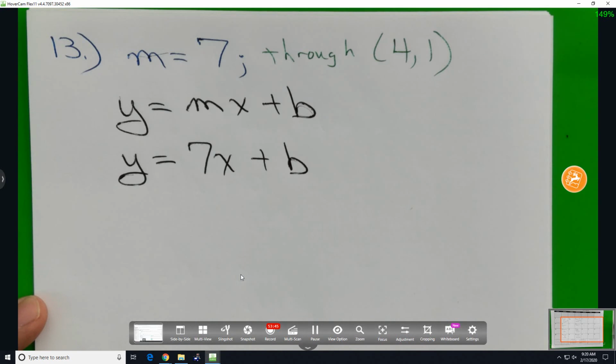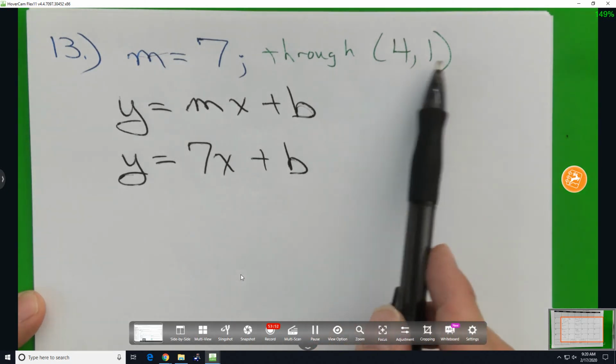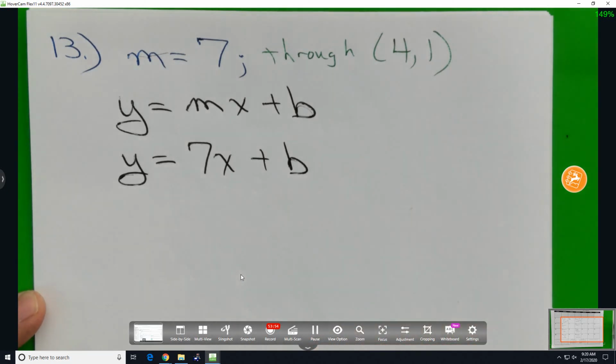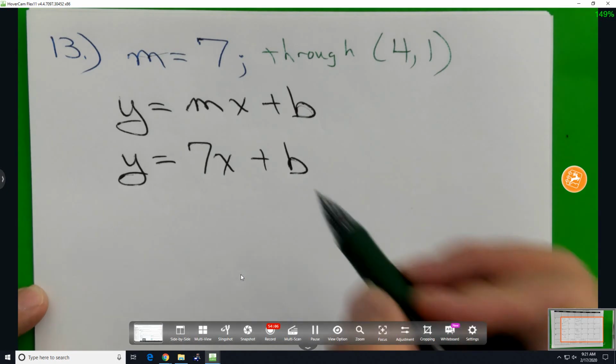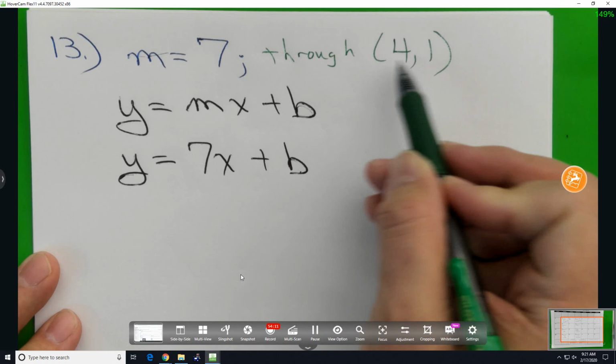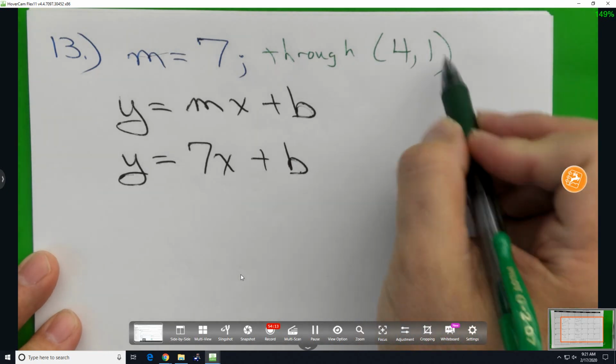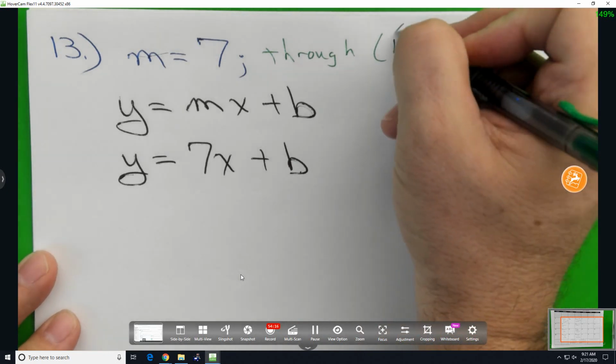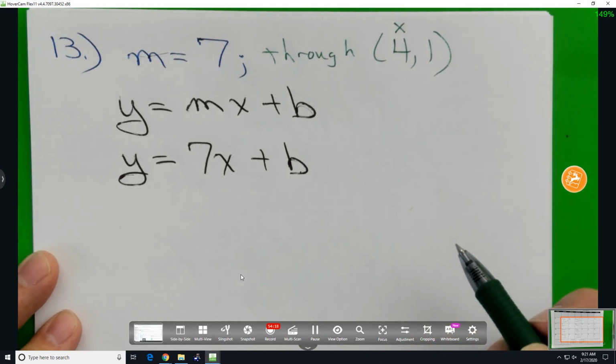The problem is they didn't give us a b value. They didn't tell us the y-intercept. Is this a y-intercept? Is that point on the y-axis? No. No, if you plotted 4, 1, it would not be on the y-axis. It would have been nice if they just said through 0, 1, but they didn't. Here's the trick. They didn't give you a b, but they gave you an x, y. Looking at that point, what's the x value of this ordered pair here? 4. So there's x. What's the y value? 1.